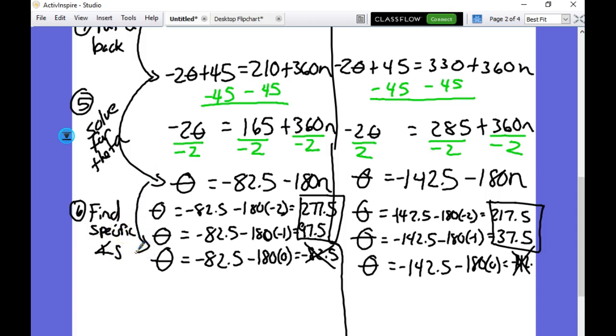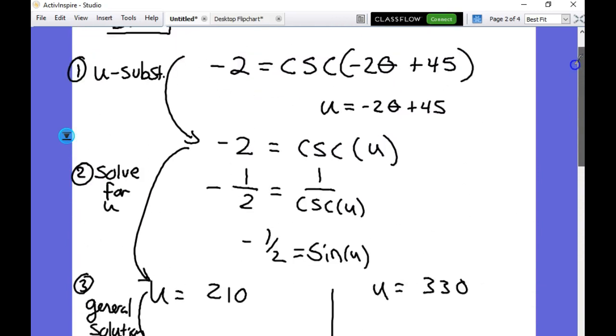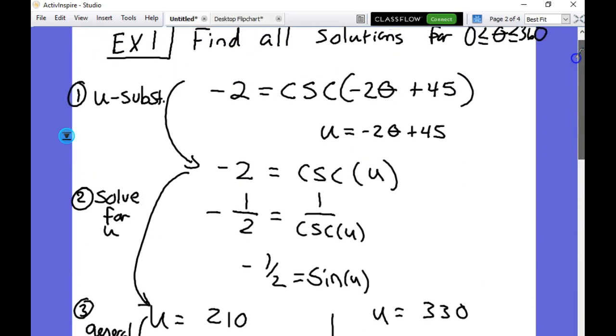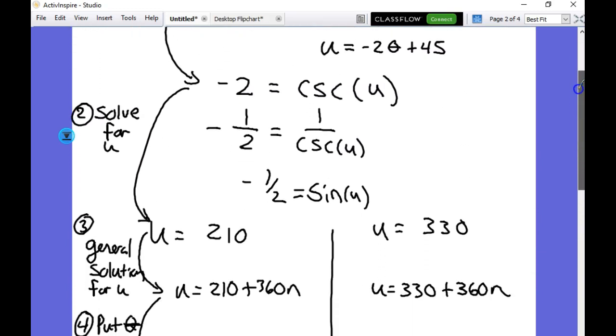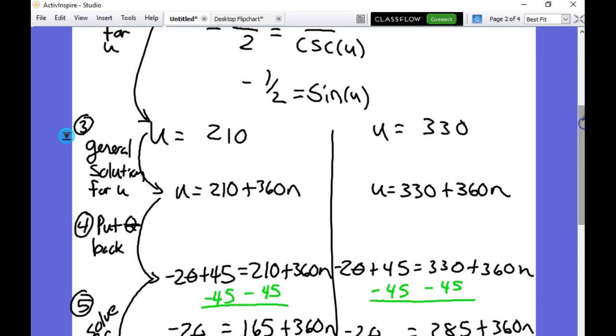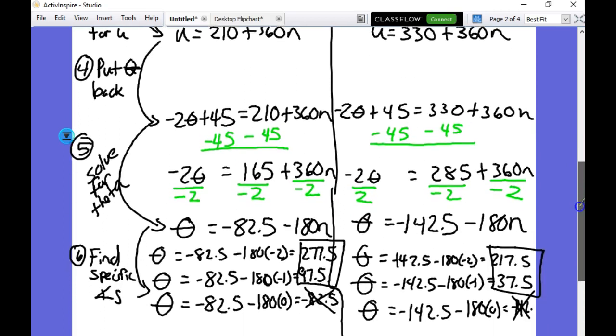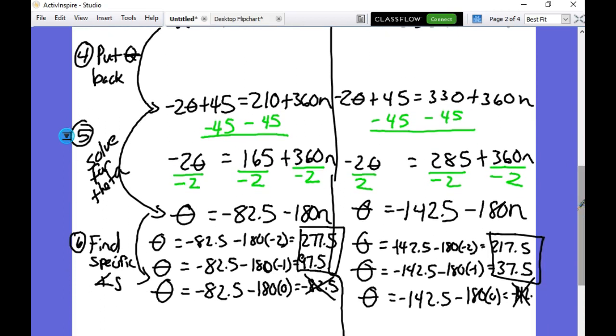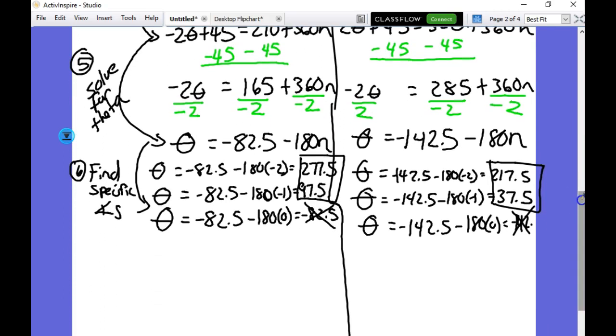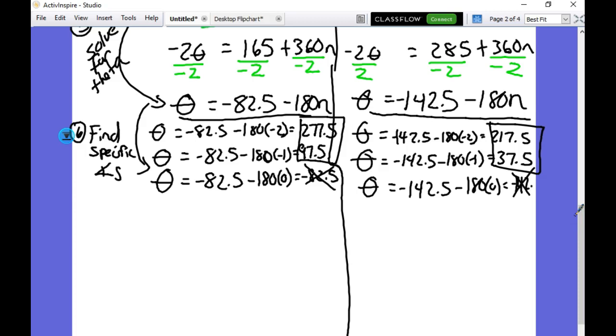So I've got 6 here. Our steps were: do U substitution, solve for U, write a general solution for U, put the theta back, and then solve for theta. And once you get here, you can solve for theta like we always have by plugging in specific values.